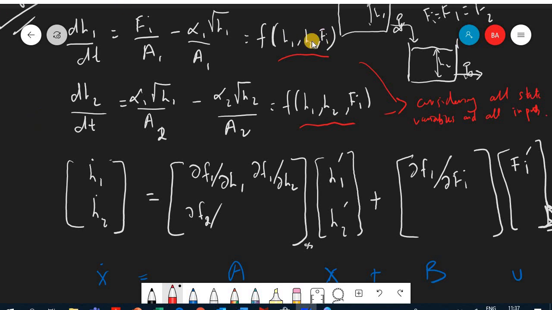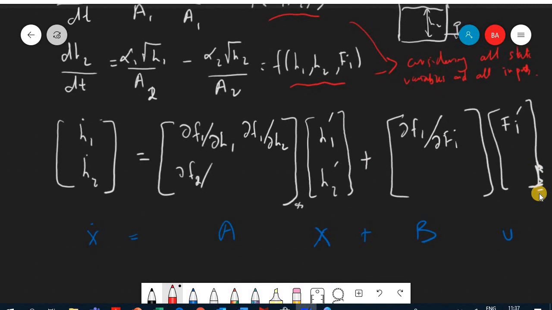And this is why I'm including h2 here, okay? And in the A matrix, in which you multiply by h1 prime, you're going to include the state variables, which is h1 and h2. And for the B matrix, you're going to include only the inputs, which is df by dfi. So I'm separating the state variables on this side, and on the right side here, I'm stating the inputs. Okay, so let's continue with the second part.